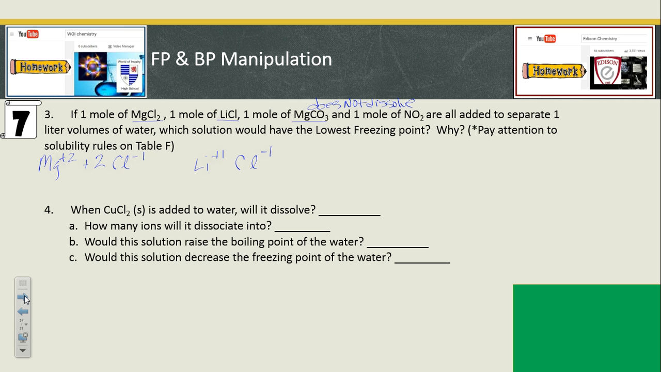So that is going to have no effect. It doesn't even dissolve in water, so it couldn't possibly have an effect. And NO2, well, that just makes NO2. It cannot dissociate because it is covalent. So which one would have the lowest freezing point? I think this would have the lowest freezing point. And then the magnesium carbonate, because it does not dissolve, would have the highest freezing point.